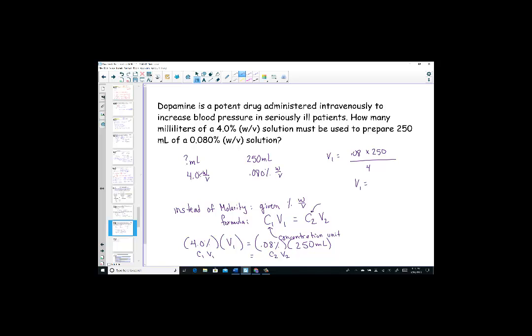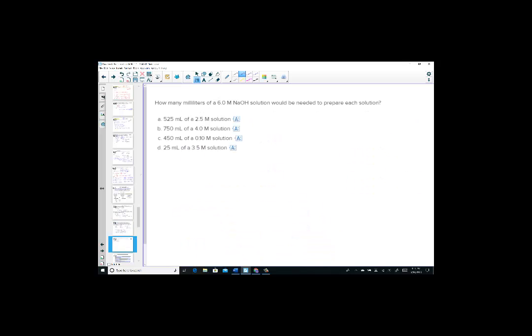Whoops, I have to clear the screen. 0.8% times that volume of 250 divided by 4%, and the number that comes out on my screen is 5. We will need 2 sig figs, so I'm going to put 5.0, and remember the unit we put in will be the unit we get out, so this will come out as 5.0 milliliters. Easy peasy.